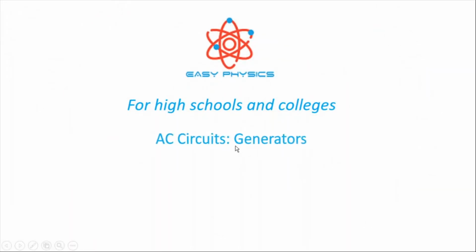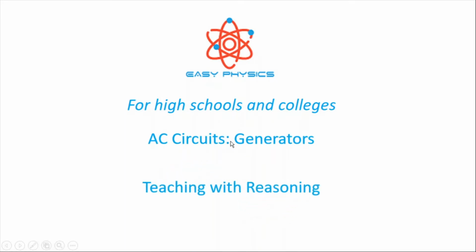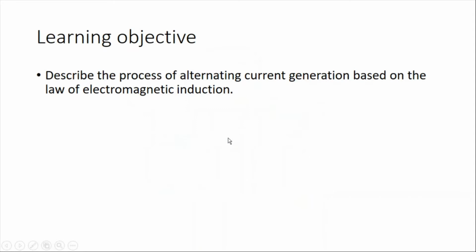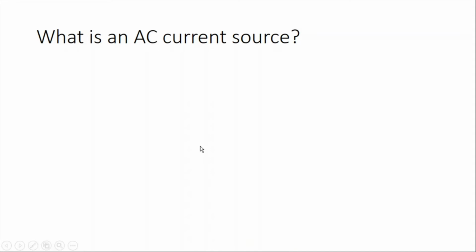Today we are going to continue with the AC circuits and we will learn generators, and again we will use teaching with reasoning. The learning objective for today's lesson is you are going to be able to describe the process of alternating current generation, and you are going to see how we are relating the generation of the current to the electromagnetic induction. What is an AC current source?